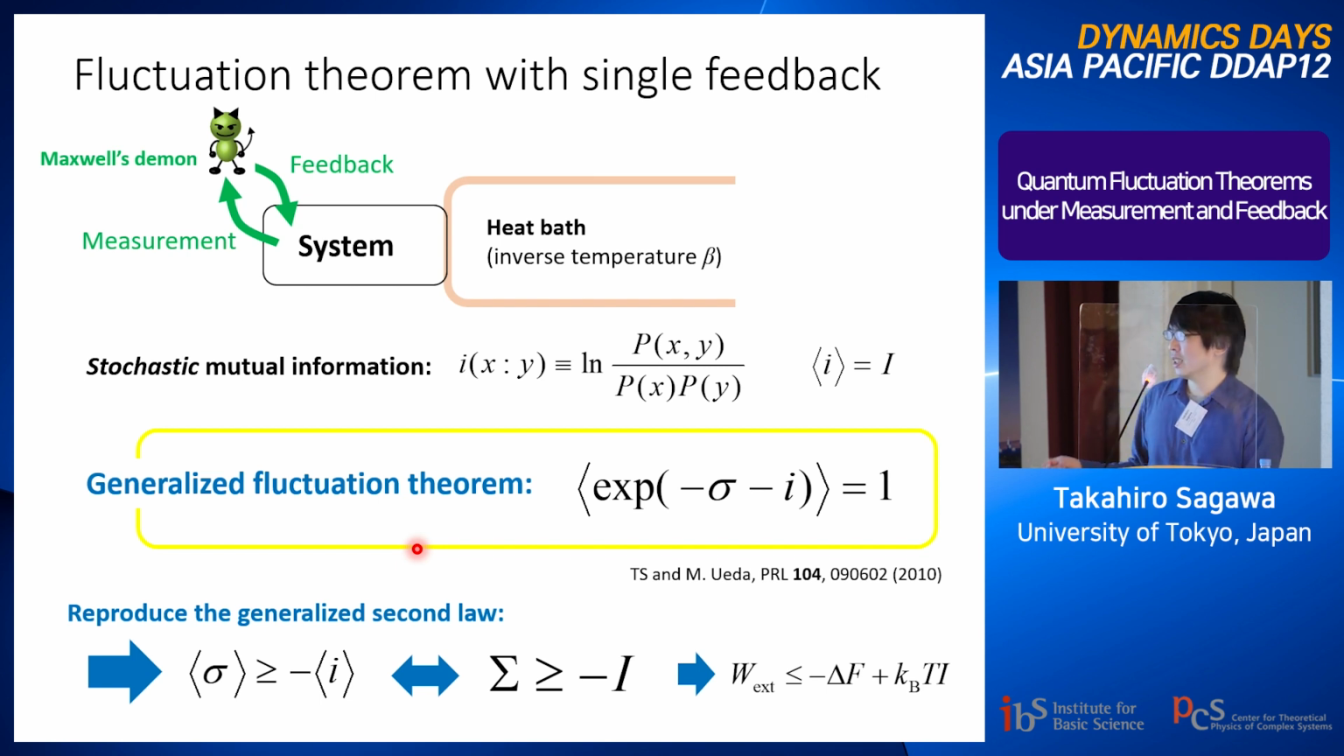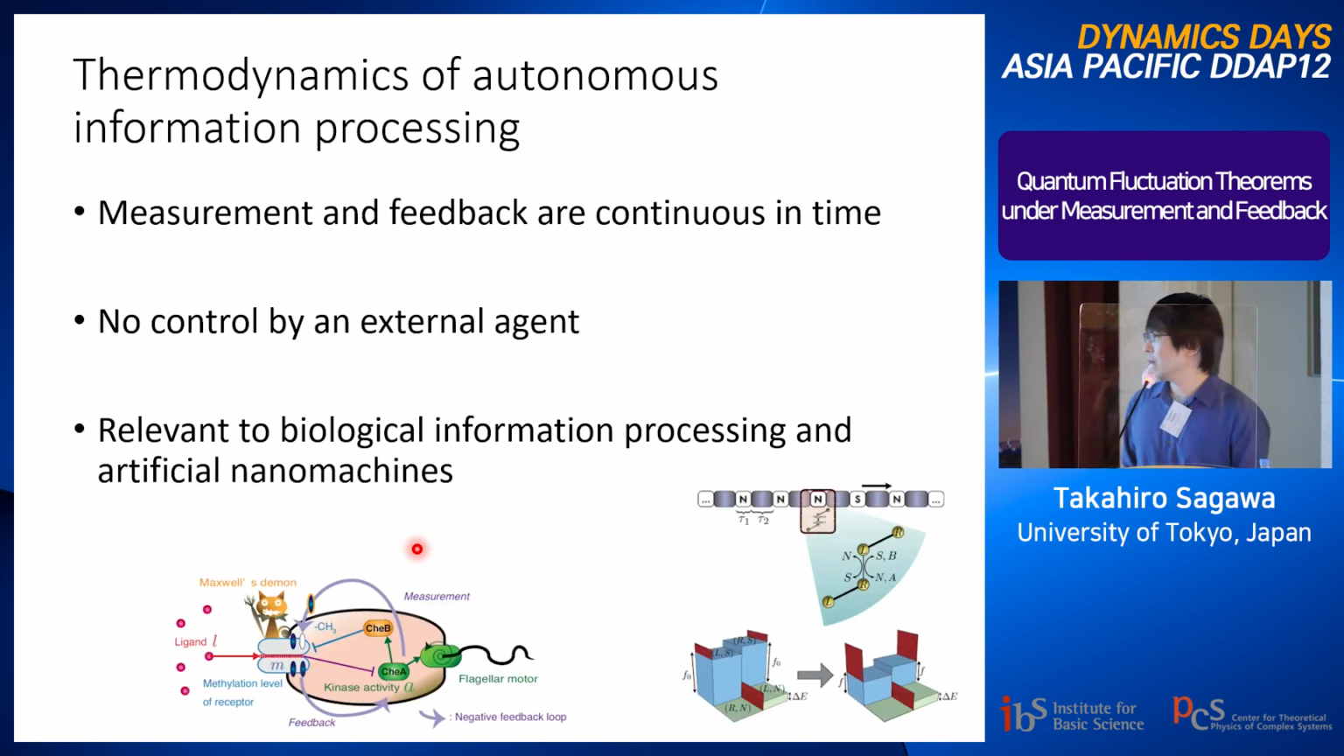Okay, so this is the first part. And then we are going to a more interesting situation, but still classical. So, for example, we consider our cells or some bacteria, where there is some autonomous information processing. Because in our cells, for example, there is no external Maxwell's demon, or there is no external driving from the outside. So we can consider that a kind of Maxwell's demon is implemented inside the cell.